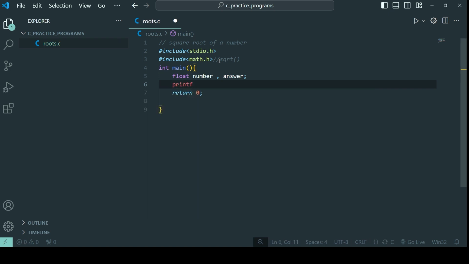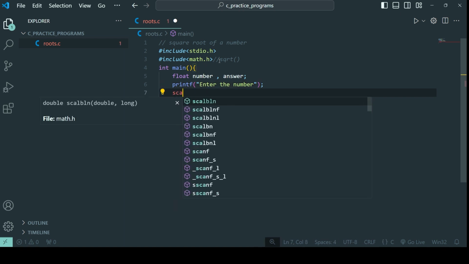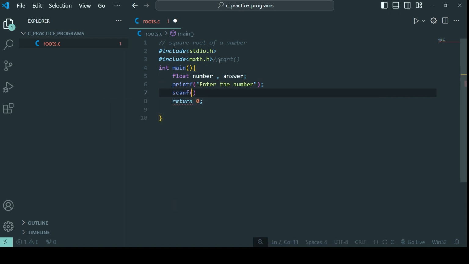So let's take the inputs from the user, enter the number. So scanf to take the input. Now let's add the condition first.